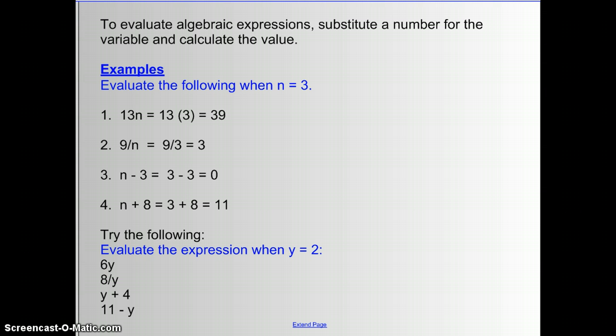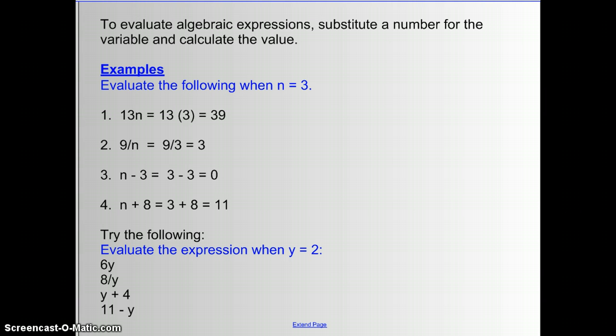In number 2 we have 9 divided by n. Since n is 3, that's 9 divided by 3. So the value or the evaluation of this expression is 3. In number 3, n minus 3, since n is 3, we substitute the number 3 for n, and we get 3 minus 3 equals 0. In 4, it's n plus 8, since n equals 3, it's 3 plus 8, and 3 plus 8 equals 11. So these are pretty simple.